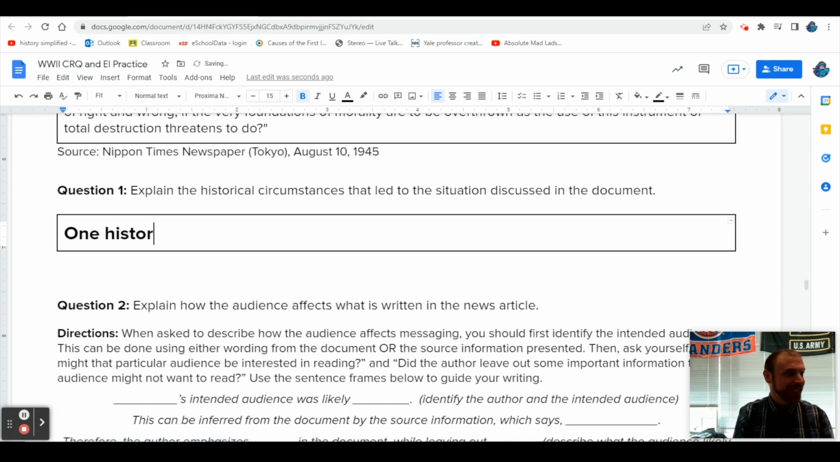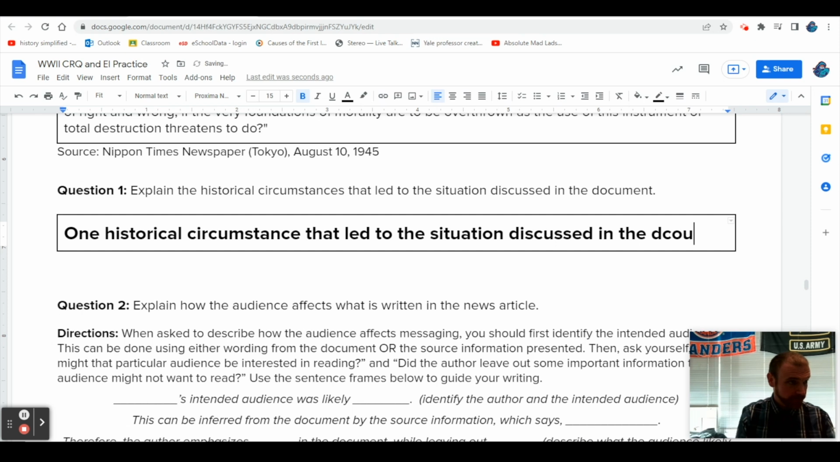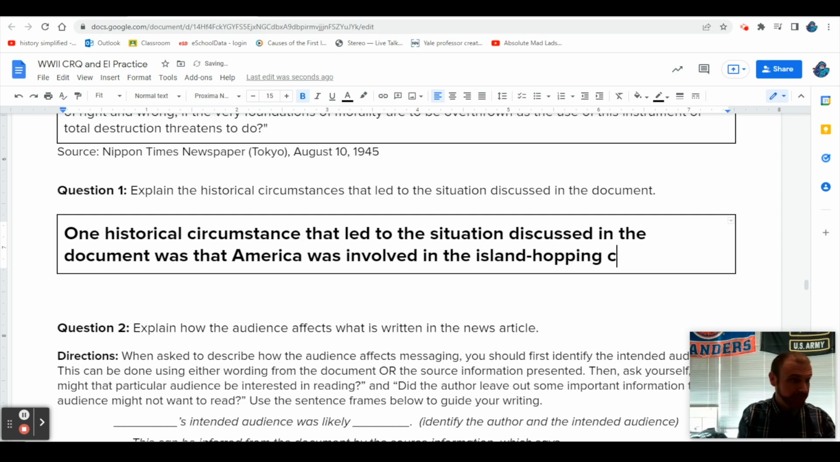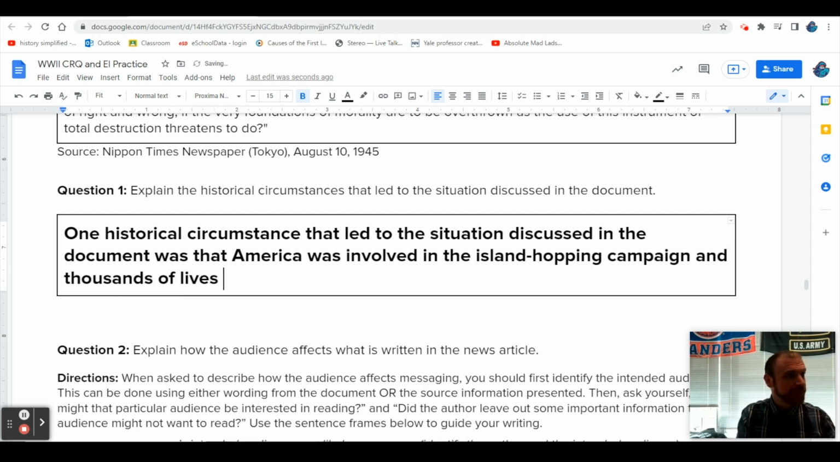One historical circumstance that led to the situation discussed in the document was America was involved in the island hopping campaign and thousands of lives were lost as U.S. soldiers made their way towards Japan.